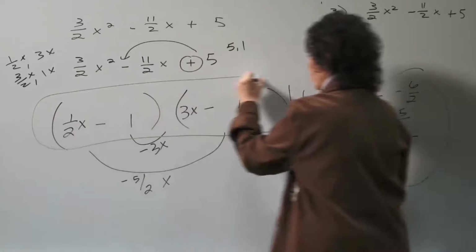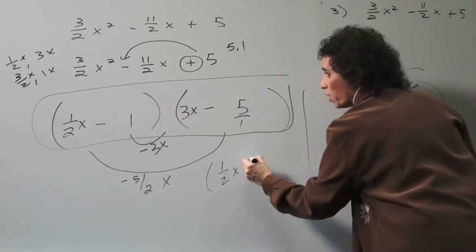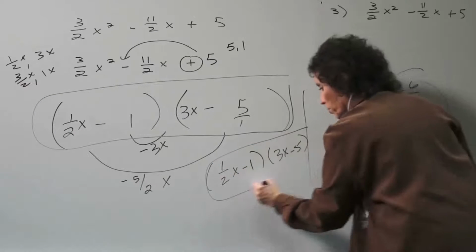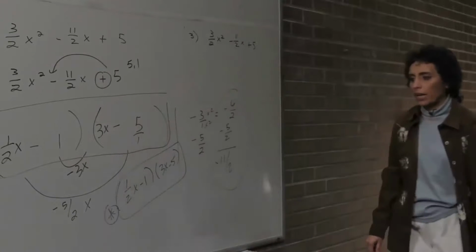So my final answer is 1/2 x minus 1 times the quantity 3x minus 5. I don't like them either. Okay. That's it. That takes care of that.